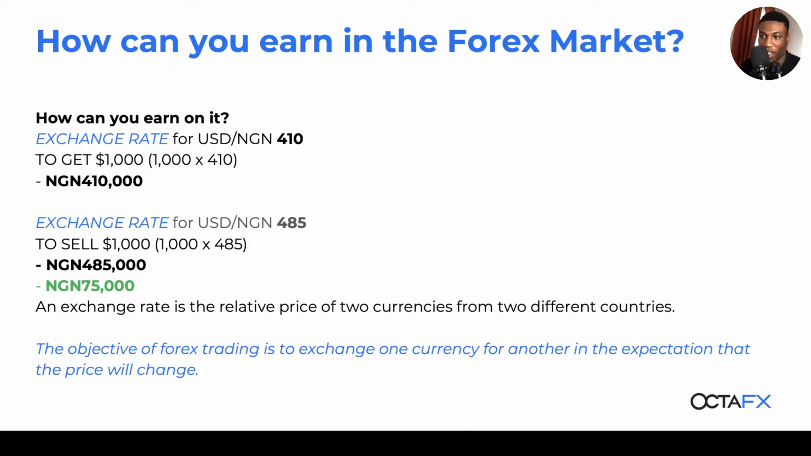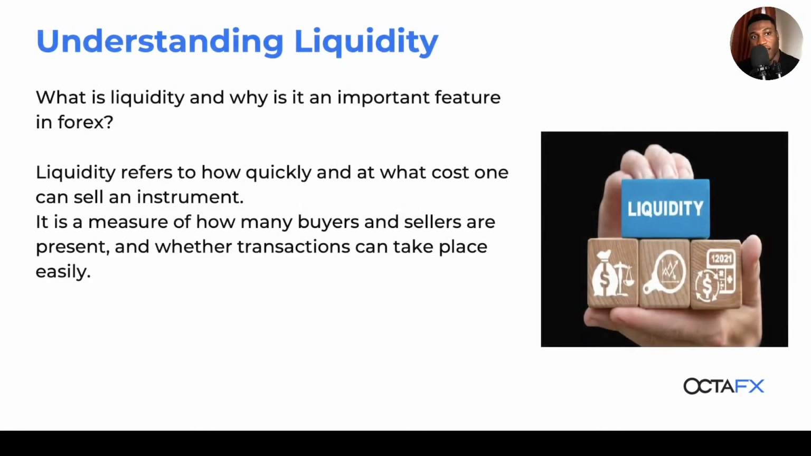The objective of forex trading is to exchange one currency for another in the expectation that the price will change. More specifically, that the currency you bought will increase in value compared to the one that you sold. So this explains in simple terms the forex market and how you can earn on a global scale from the forex market. We're going to look at liquidity.